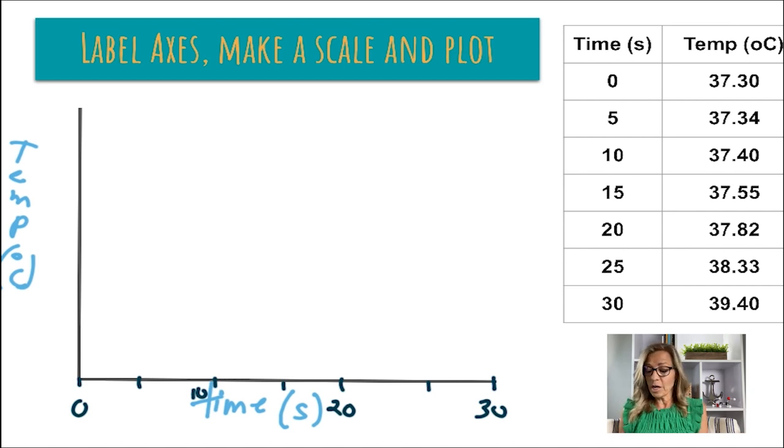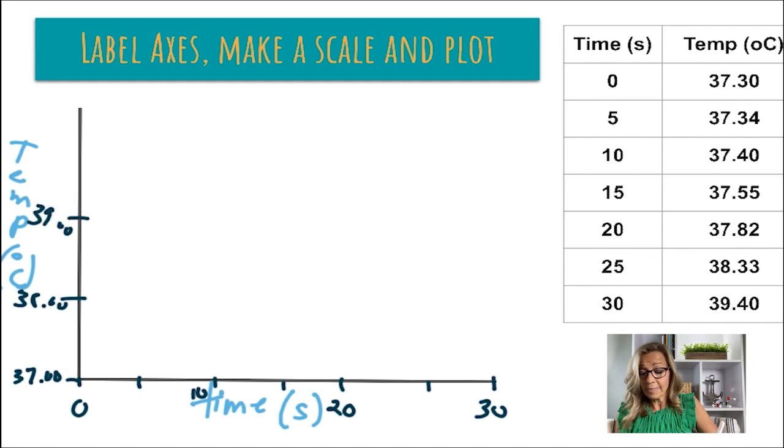Now let me go up and do the temperature. Well, I'm going to make it easy on myself. I'm going to start at 37.00. And then let's say this is 38 and 39. And then we'll go to 40. Okay, now how much do I need to mark in between? I'm going to mark my half degree marks. And now I'll plot this graph.